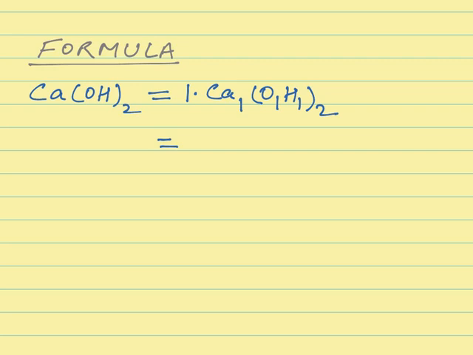Now we can write it like this also: 1 into Ca1, this 2 into this 1 will give O2, then this 1 into this 2 will also give 2, so the formula will become 1 Ca1 O2 H2.